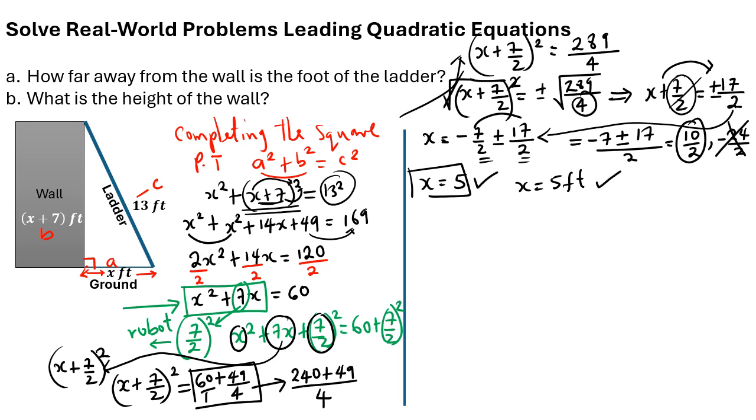Now, for the B part, we are looking for how to calculate the height of the wall. The height of the wall is x + 7. So that means the height of the wall will be 5 plus 7, which is equal to 12. That means we get 12 feet for the height of the wall. Then here we have 5 feet. So this is how you can solve with the completing the square method.